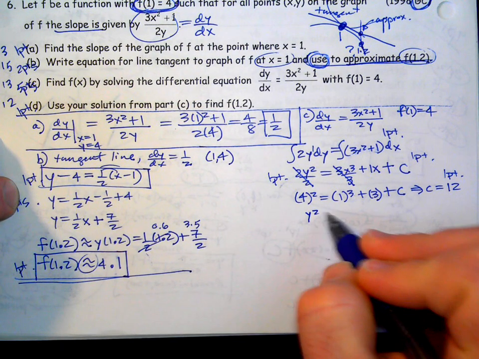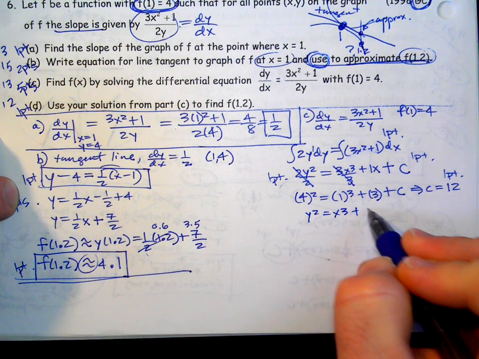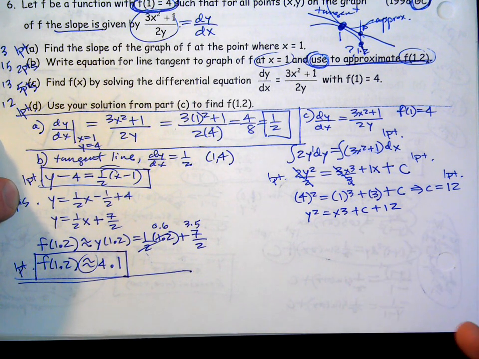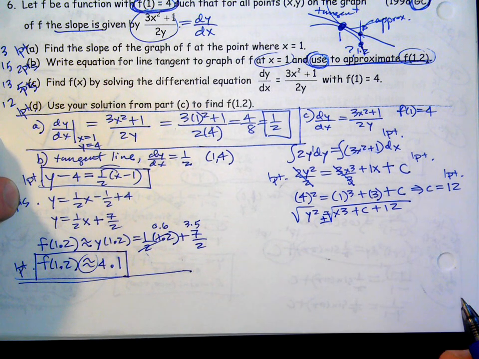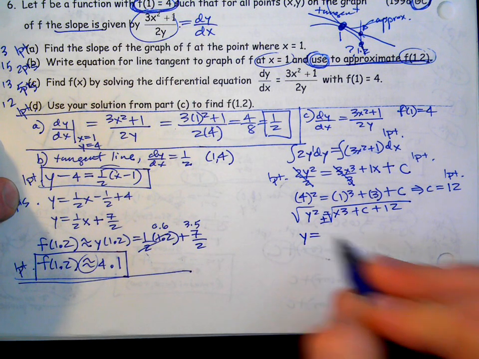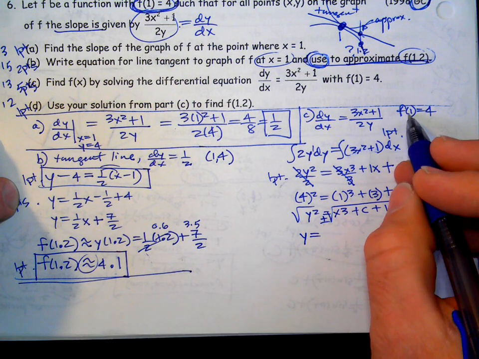So we're going to rewrite this: y squared equals x cubed plus x plus 12. To get y by itself is actually pretty easy this time. We're going to take the square root of both sides, plus or minus. I definitely need to see that in your work. Then you need to decide whether it's the plus or the minus. If you plug positive 1 in, you should get positive 4 out.